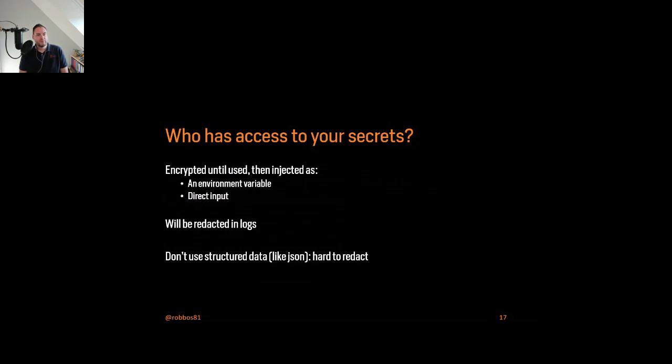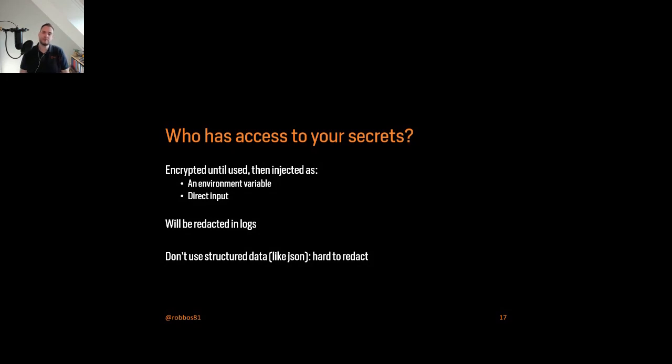As I already said, they're encrypted until you start using them in your workflow. They're injected as either an environment variable or as direct input into a shell command, for example. And GitHub will try to redact the values of your secrets in the logs. They use a regular expression for that, where they hunt down the value of your secret, and then star that out in the output. And that's already server-side, so it will not be done client-side, of course. That's the way to keep things secret. So if somebody looks at the logs, it will only see those stars.